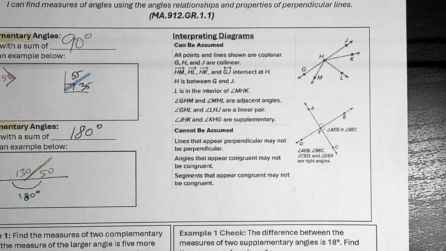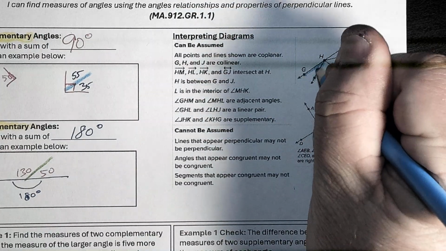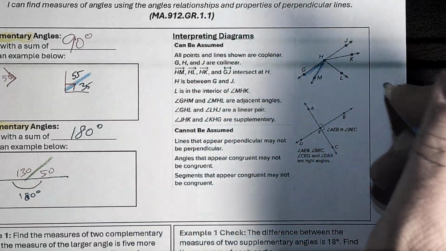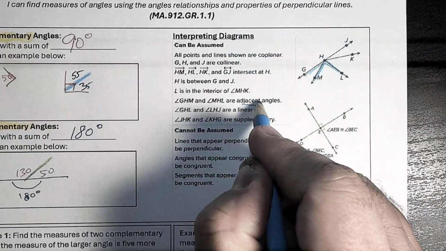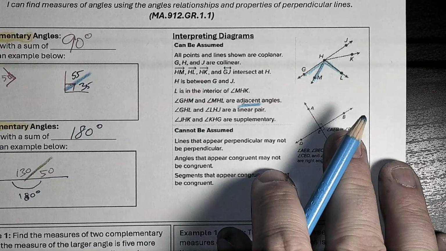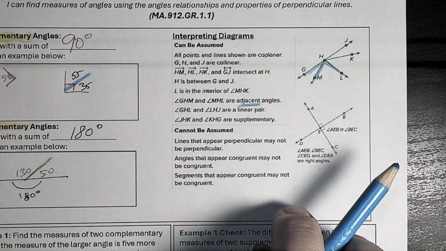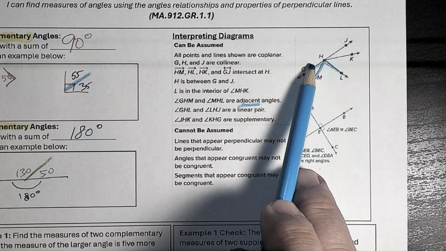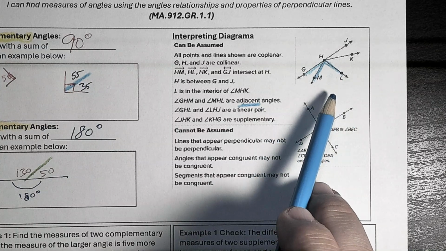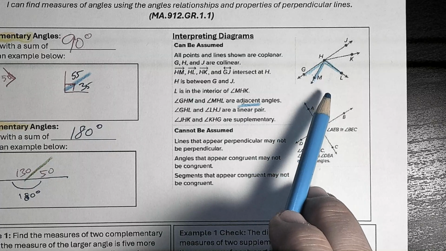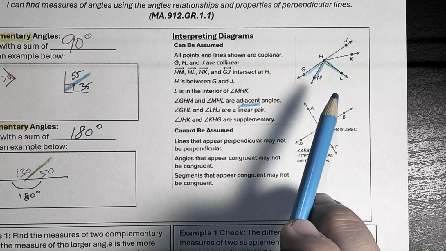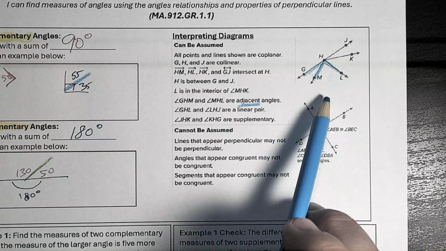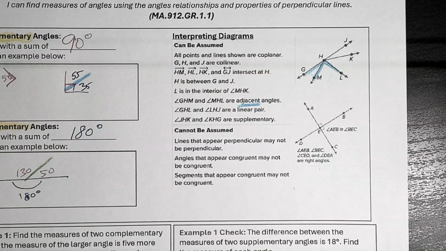Now, here's where we go into some colors. So, GHM and MHL are adjacent angles. Remember, we discussed in previous lessons that adjacent means next to, and so these are next to each other. They share a side, so they're adjacent, next to, they're touching each other, elbow to elbow, so to speak. Okay, and let's see, next one.